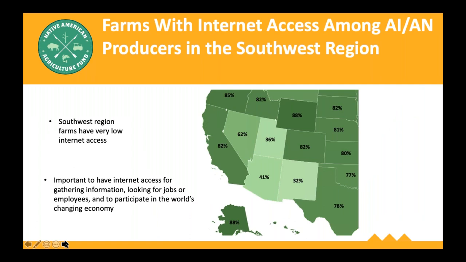This is just zooming in to the previous map, looking into the Southwest region, where we can see that those farms have very low internet access. It's important for these farms to have internet access for gathering information, looking for jobs or employees, and to participate in the world's changing economy. Like I said before, there is a lot of emerging technology, and technology that already exists, that requires internet access.